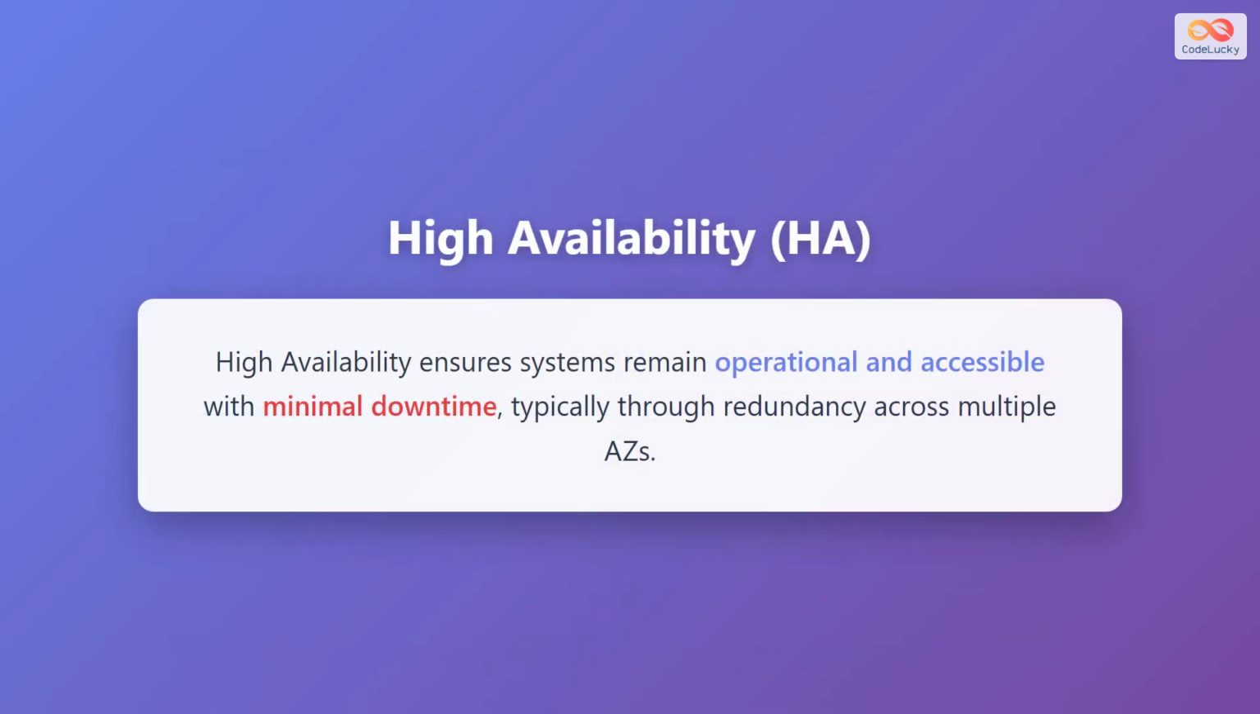High availability, or HA, is a design principle that ensures your systems remain operational and accessible with minimal downtime. The key to achieving high availability is redundancy across multiple availability zones. By distributing your application components across different zones, you create a safety net. If one zone experiences issues, your application continues running from the other zones without interruption.